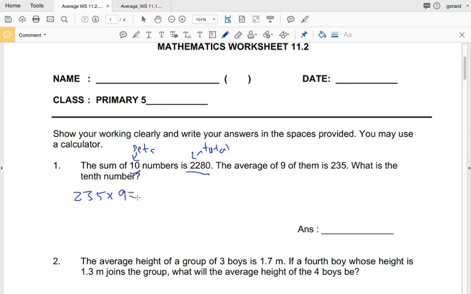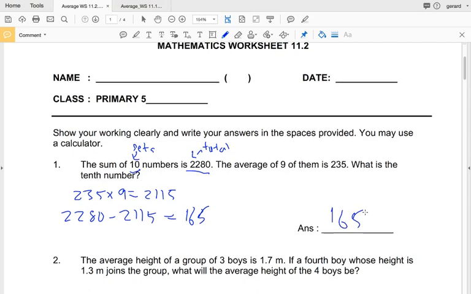Let me just check my calculator. 235 times 9, 2115. Alright, so when we have this ready, all we need to take is the 2280 minus 2115. We will get 165. Okay, so that's the answer. Got it? Alright, let's move on to the next one.